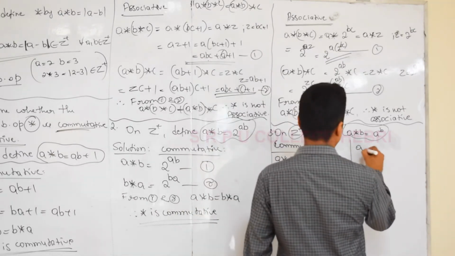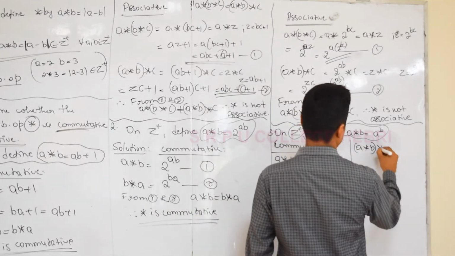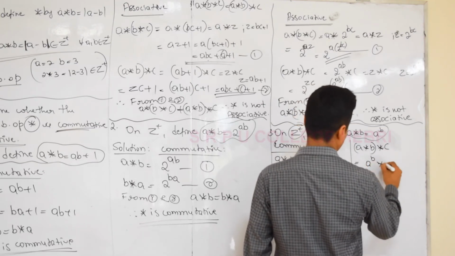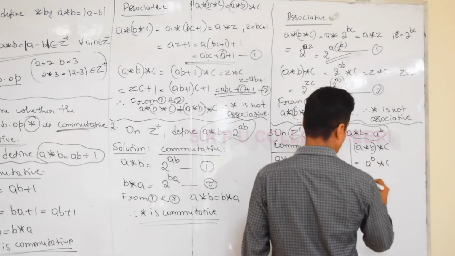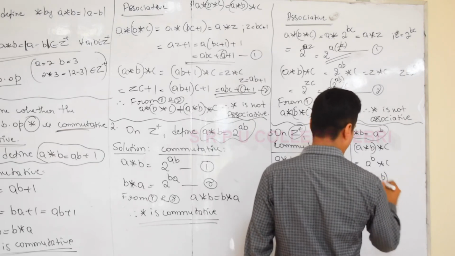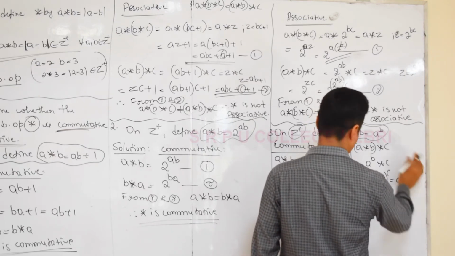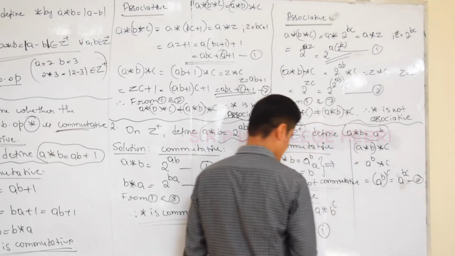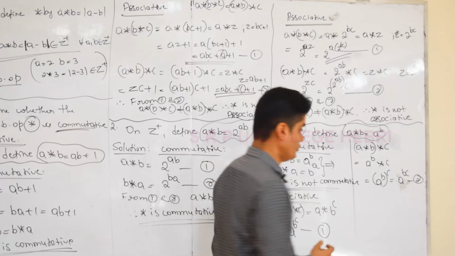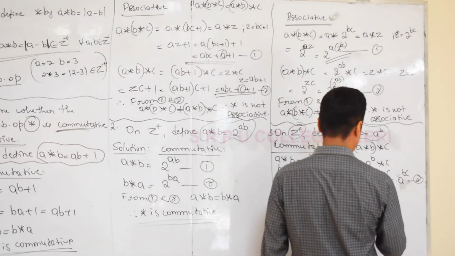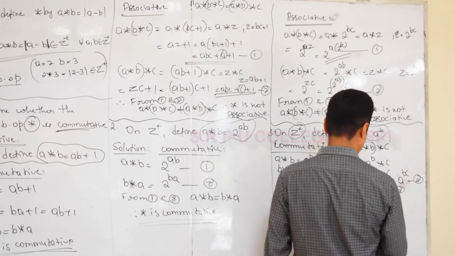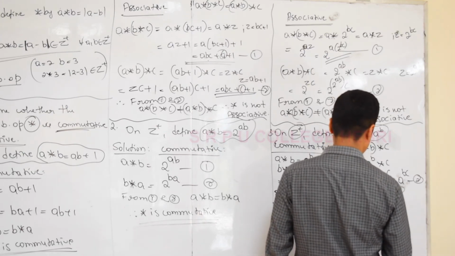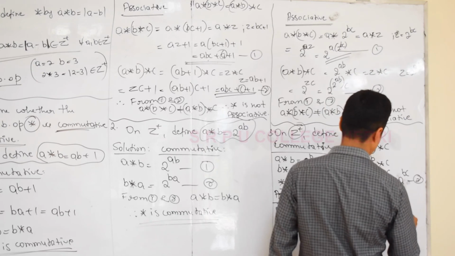Next, a star b star c, what does this become? a power a star b, that is a power b star c, correct? So this will be a power b power c. How can we write this? You can write this as a power bc. This is 2. Whether these two are equal? Definitely no. So again what you got: star is not associative, because again the same condition fails.